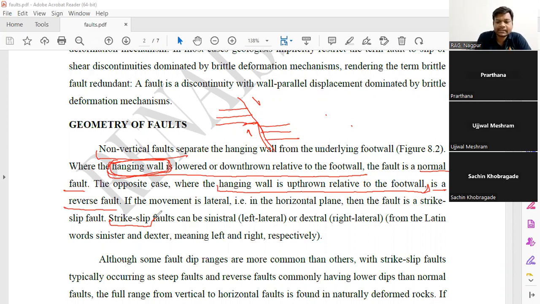Now strike slip faults can be sinistral, that means left lateral, or dextral, that is right lateral. It means the block might have moved leftwards, or the block might have moved rightwards.